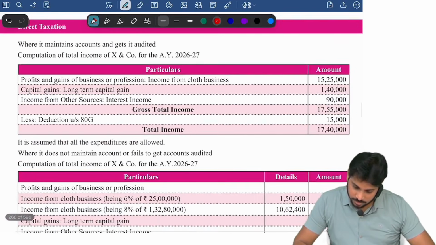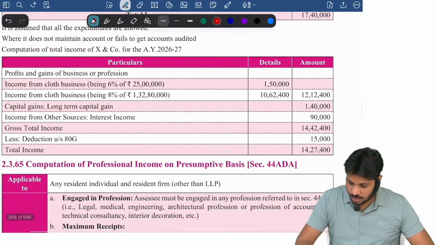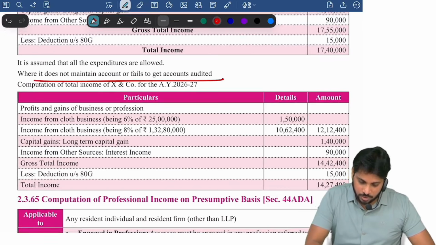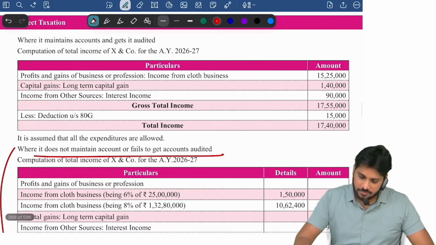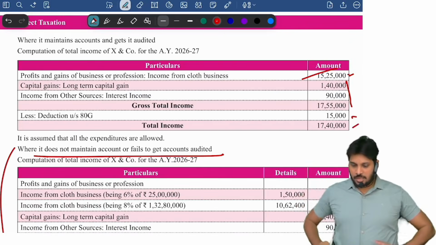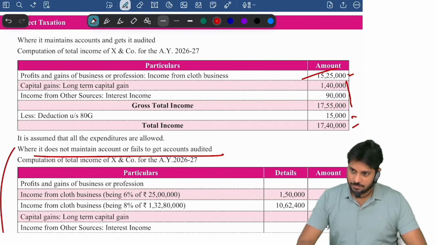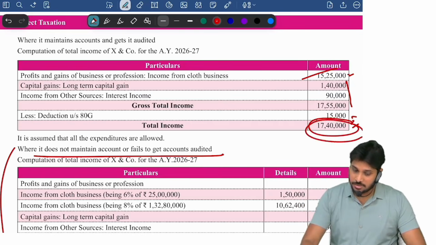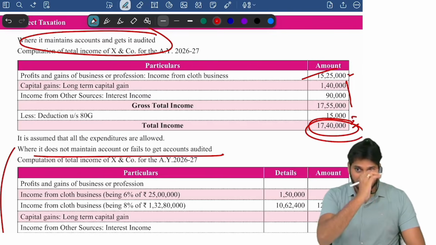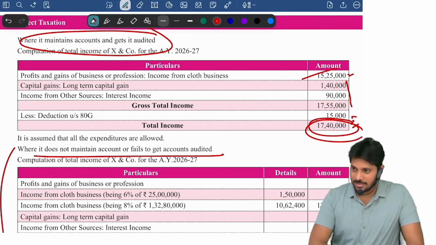Am I right? This is as per presumptive basis, 14 lakh 27,400. If they do not maintain books of accounts on the presumptive basis, but take normal books of accounts as usual, this information is given. Just add it, reduce it, over. Presumptive basis we calculated. Now, if they want to go with normal basis, then the books of accounts have to be maintained and audited because turnover is more than 1 crore. Correct? That's it.